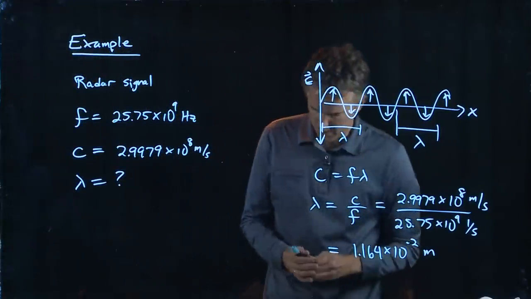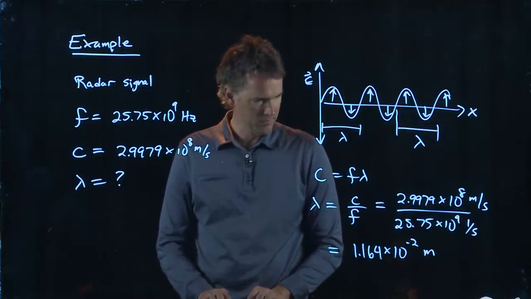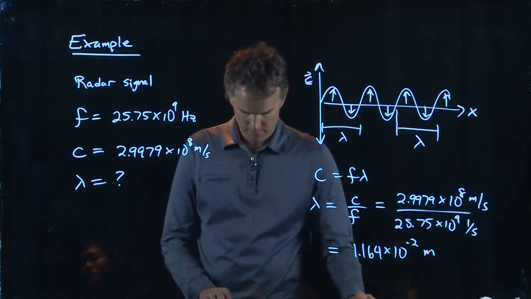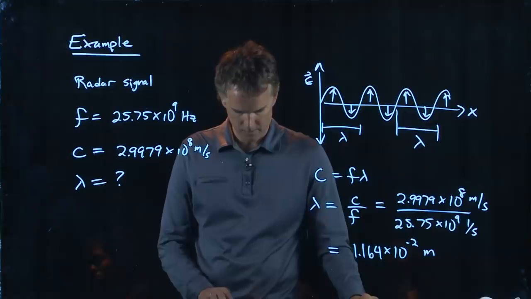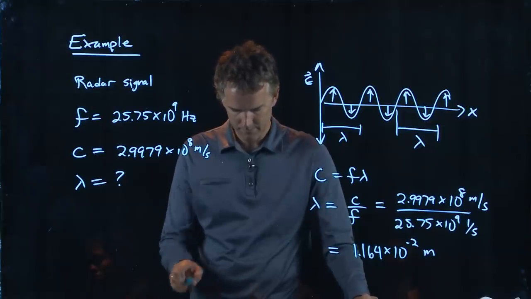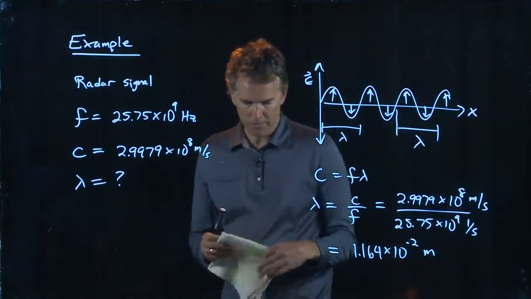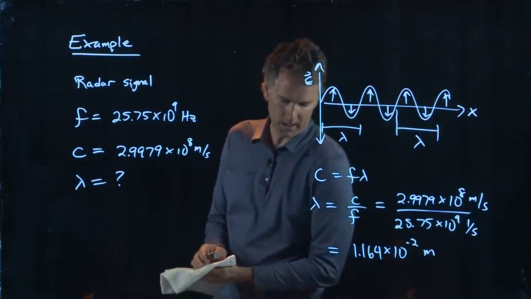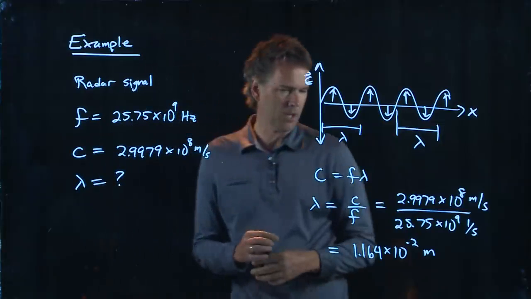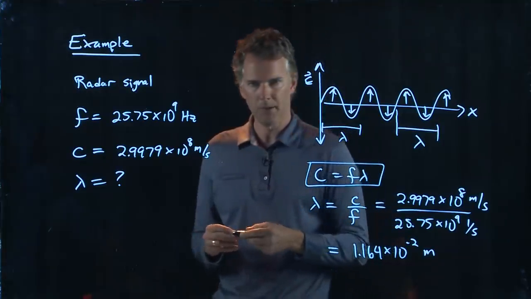All right, so let's punch in that number and see if we get the right answer. 1.164 times 10 to the -2. And the units are meters. And that is indeed the correct answer. Okay, and now as a follow-up to part B, it says, what's the frequency of an X-ray with wavelength 0.11 nanometers? So that one you can handle on your own. You're of course going to use the same relationship. C is equal to F lambda.